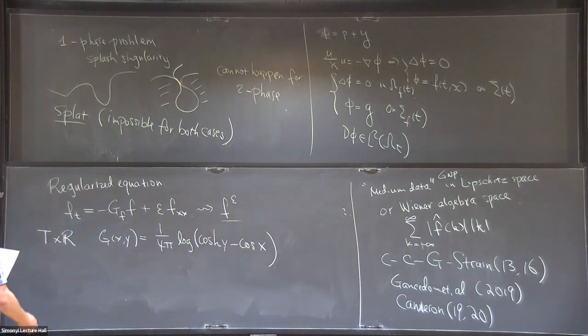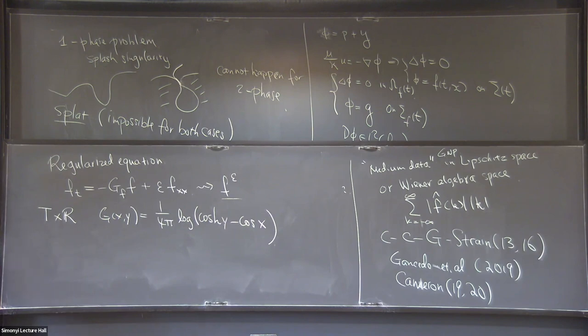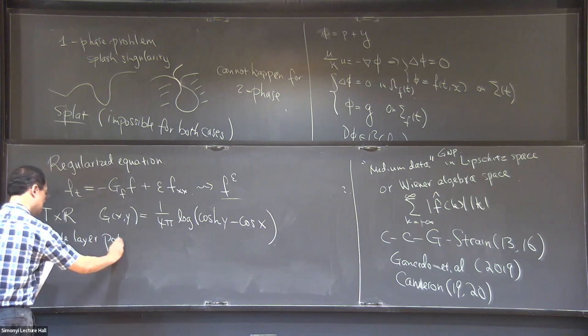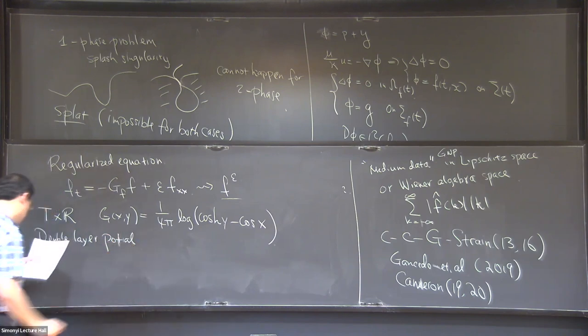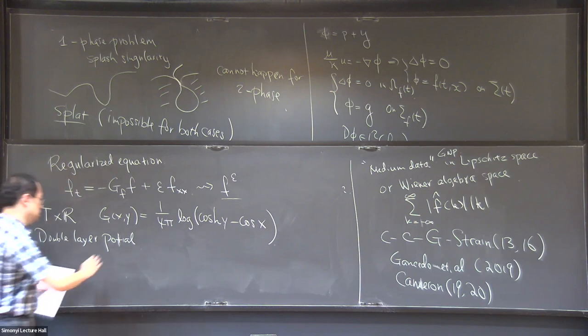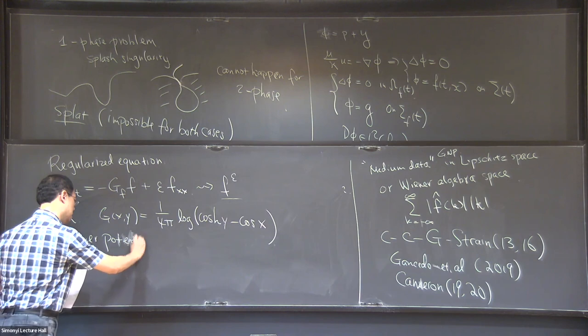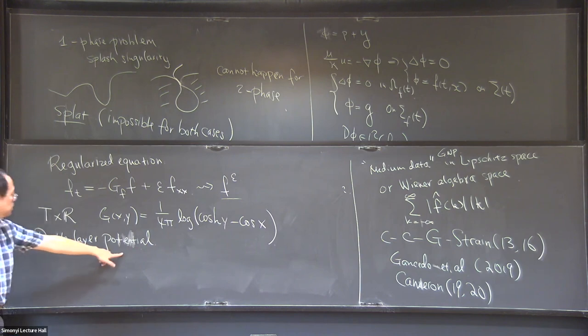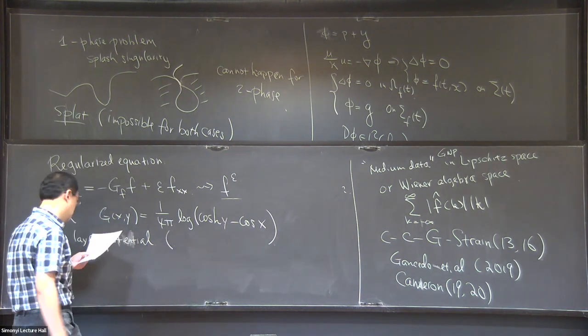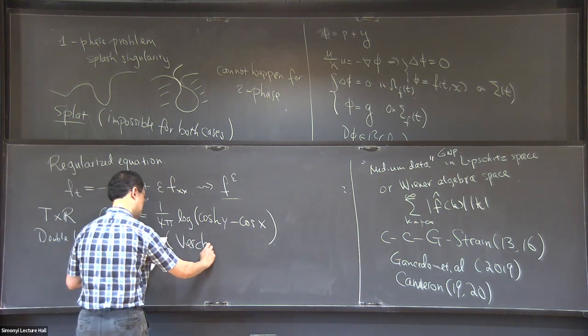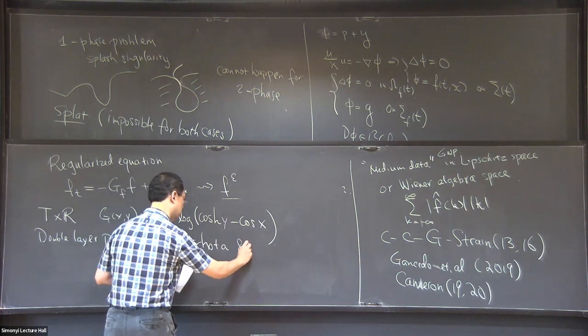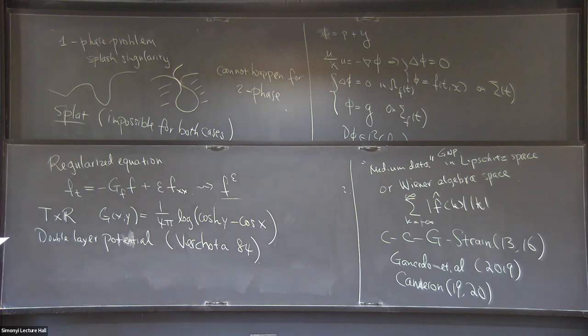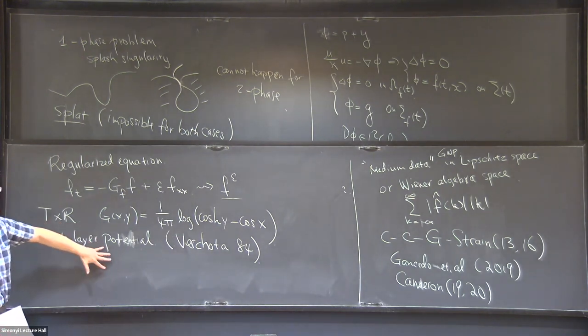With this, we can write down the double layer potential. One thing I need to point out is that this is a Lipschitz domain, so we need to be careful about the double layer potential. Fortunately, this was studied a while ago by Verchota in '84, where he proved various layer potential estimates when the domain is Lipschitz.